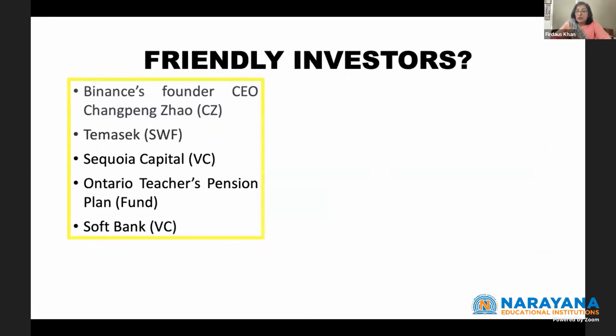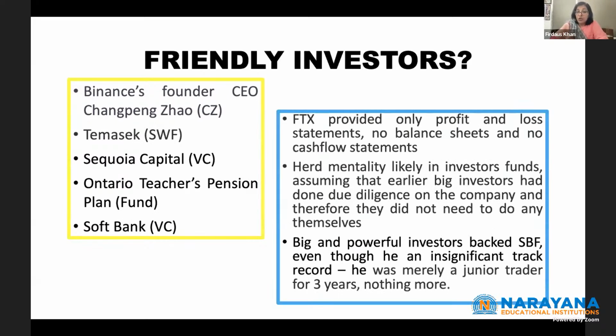Lastly, people are asking why the company was able to get away with so much. There were all these big names. Temasek is a very big sovereign wealth fund. SoftBank is a very big venture capital firm. Not only that, it is very important to see that none of the statements presented by SBF were complete statements. He only showed profit and loss statements. He never even handed over balance sheets to people. No cash flow statements were there.